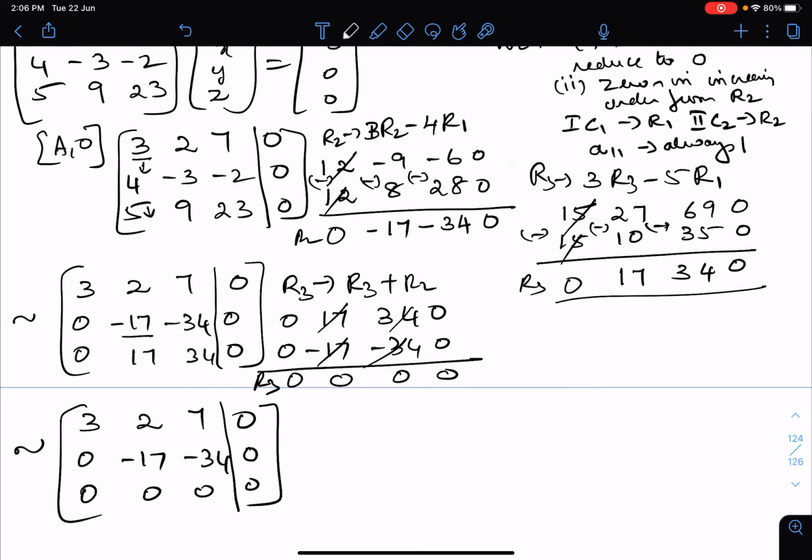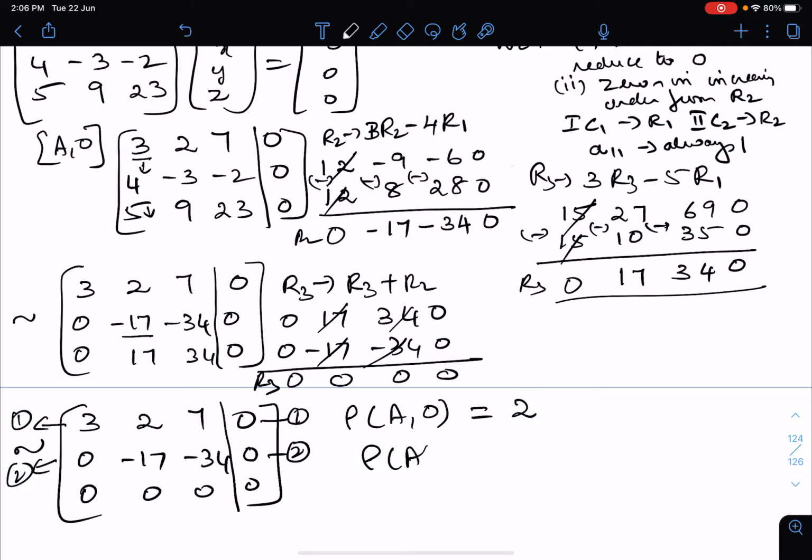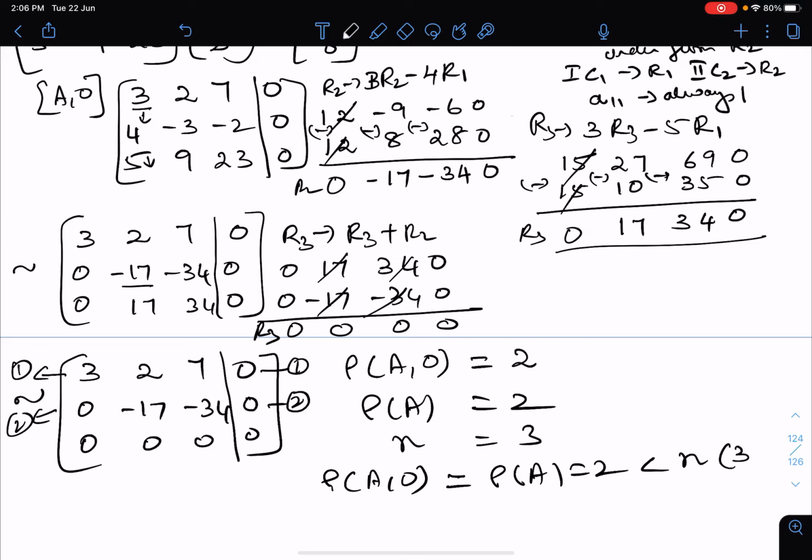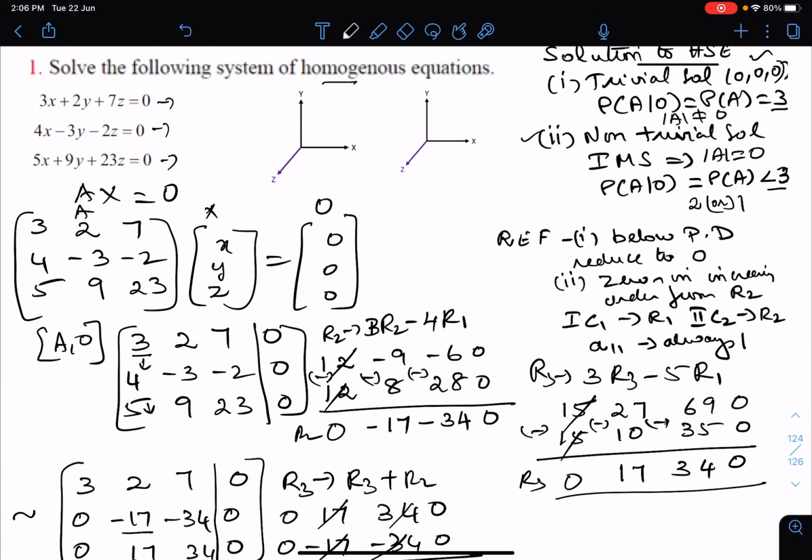Now for this, rank of the augmented matrix A comma O, how many non-zero rows? 1 and 2. Similarly, the 3 cross 3, how many non-zero rows? 1 and 2. So this is 2, and rank of A is also 2, but our number of unknowns is 3. Therefore, rank of A comma O equal to rank of A equal to 2, but it is less than the number of unknowns, which is 3. So what does this mean?